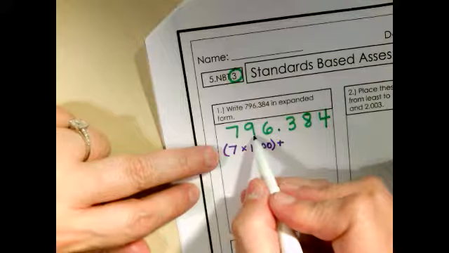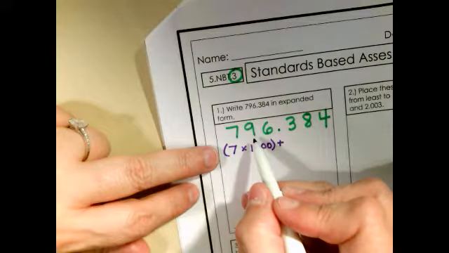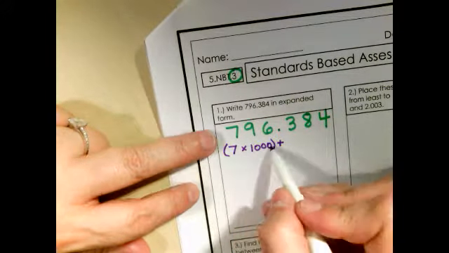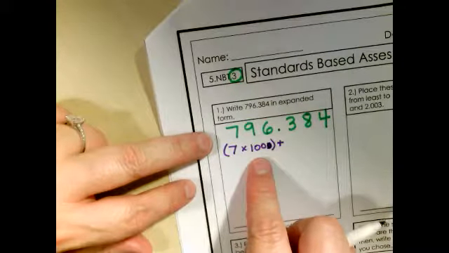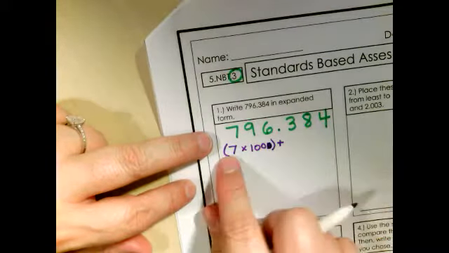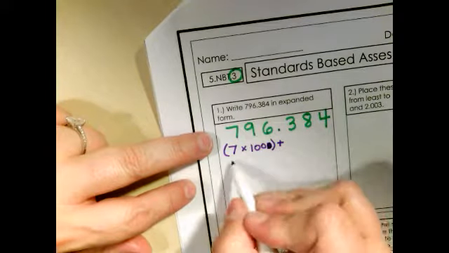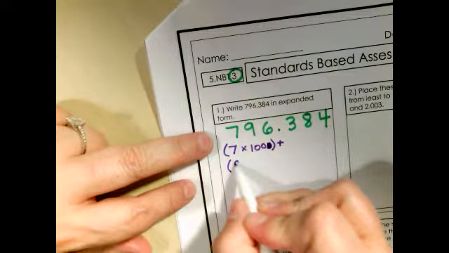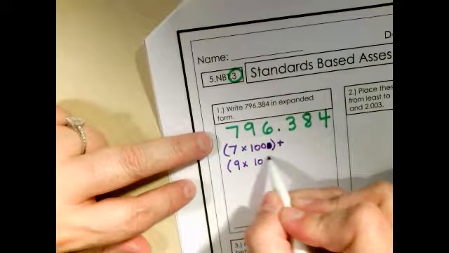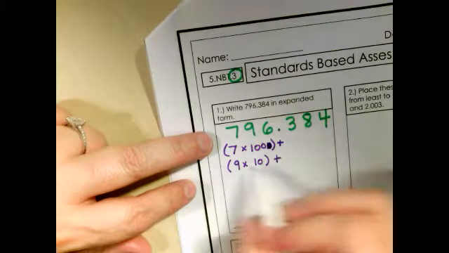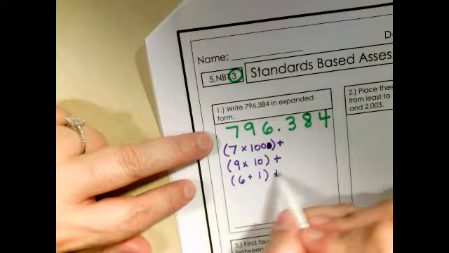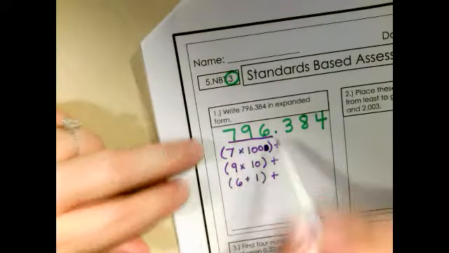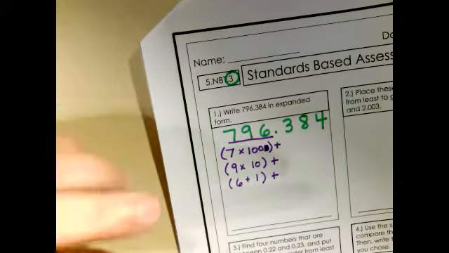The next number, I have a 9, and it's in the tens, or I'm sorry, I said that was the thousands place. That's the hundreds place. Would help if I slowed down. Okay, so that's a 7 in the hundreds place. Then I'm going to add in a 9 in the tens place. And then I'm going to add in a 6 in the ones place. So that took care of all of my whole numbers.